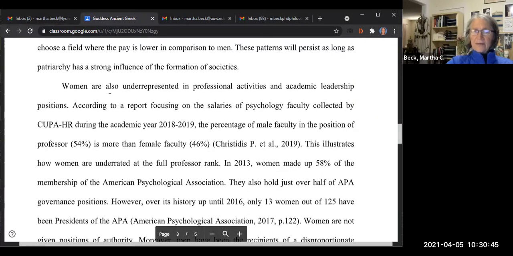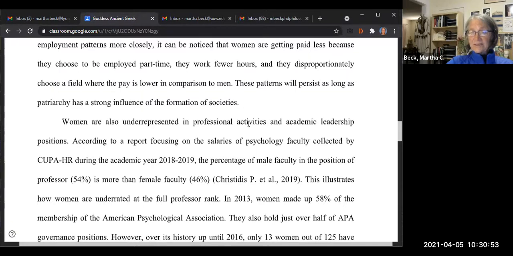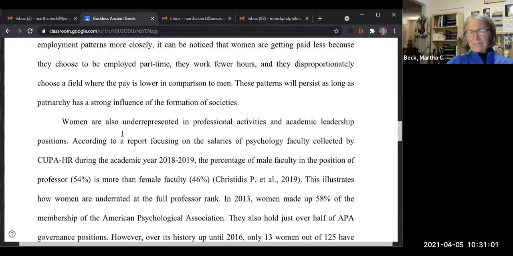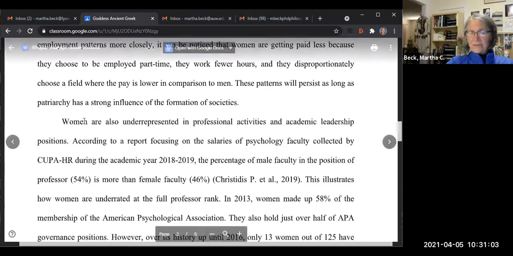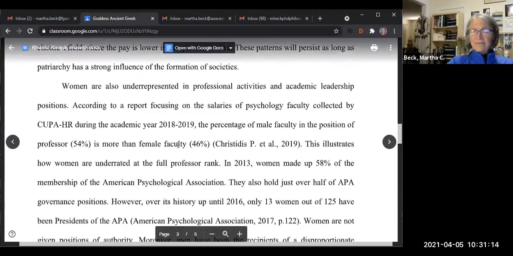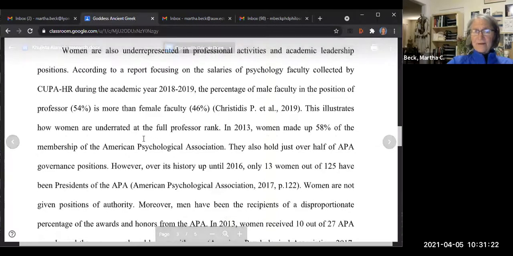Okay, let's see. Women are also underrepresented in professional activities and academics. So this would be the status and the power stuff, right? And I think for women in psychology, you need to say there, according to a report, then once again, she comes right back with the data. Percentage of male faculty in the position of professor, that's the status thing, okay? Compared to female.